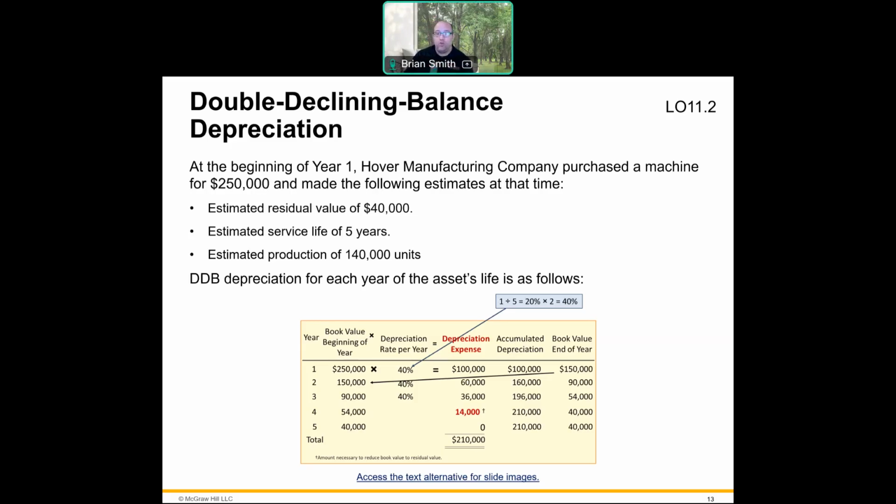So if for some reason you need to have these assets produce a high amount of depreciation expense in the early years, this is your method. But if it doesn't matter, straight line is just easier and your accountants will love you.